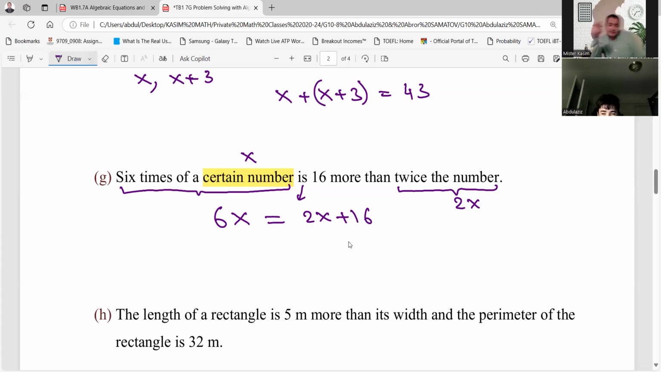No. See, it says 6 times of a certain number. So that is 6x, right? Yeah. 6 times x. Is means equals in math, right? And 16 more than twice the number. Twice that number is 2x. More means a plus. 2x plus 16. Okay? Yeah, you get used to it. Okay. Next, h.